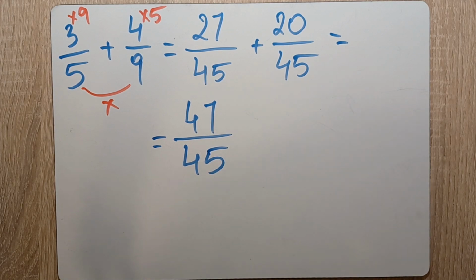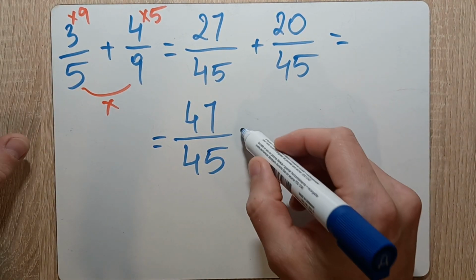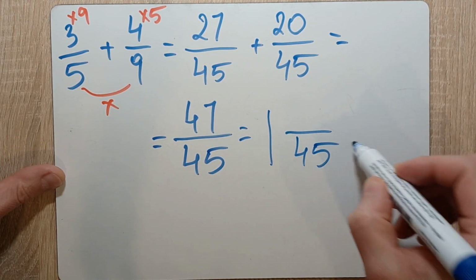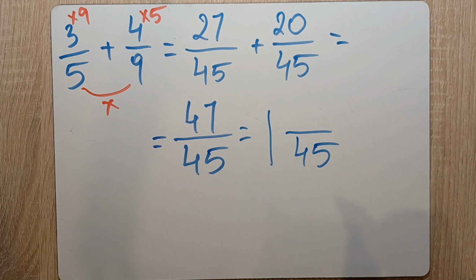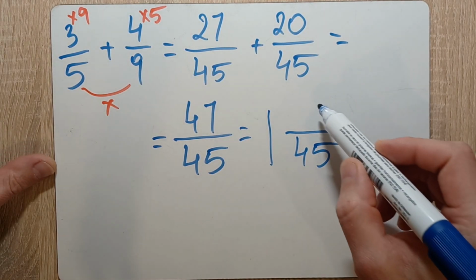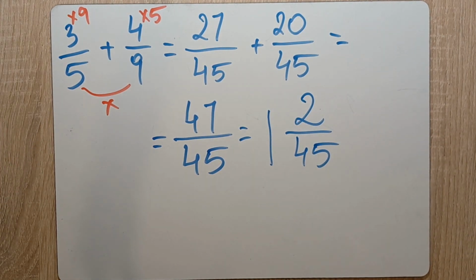Again, I can't simplify it, so let's check how many 45 goes into the 47. Oh, of course, there is only one 45 here, and then 1 times 45, 45, 47 minus 45 equals 2, so 2 is the remainder. Hopefully you had the same answer.